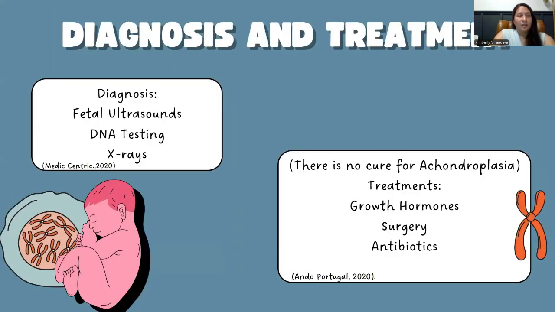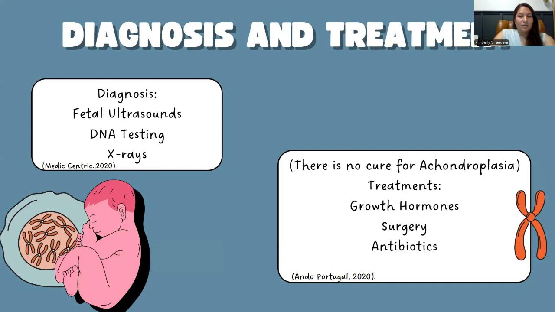Diagnosis and treatment. Diagnosis can be made through fetal ultrasounds. If characteristics of achondroplasia are found on these ultrasounds, then a genetic test would be performed. This is where the amniotic fluid is tested to look for the defective gene, and after the baby is born, an X-ray can be taken to measure the baby's bones and blood tests taken.